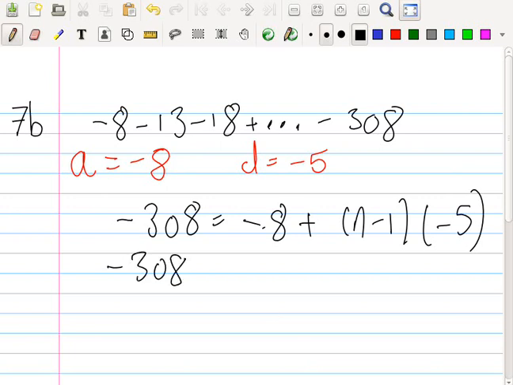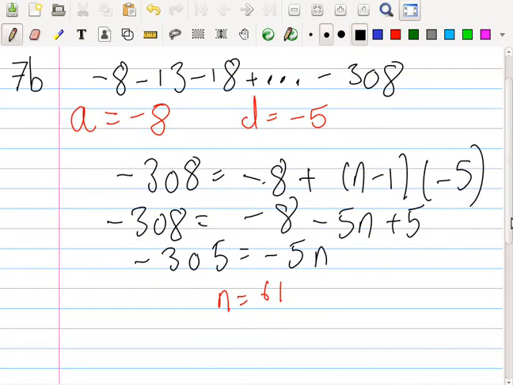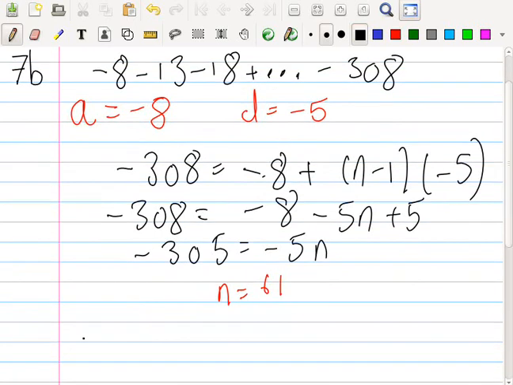Minus 308 equals minus 8 minus 5n plus 5. So it's that minus 3 becomes a plus 3. Minus 305 equals minus 5n, which is n equals 61. Is that right? So, let me change the colour of that to red. So you get n equals 61. And that's it.